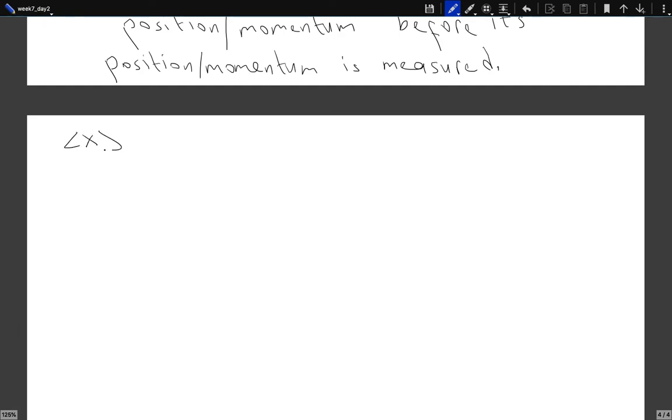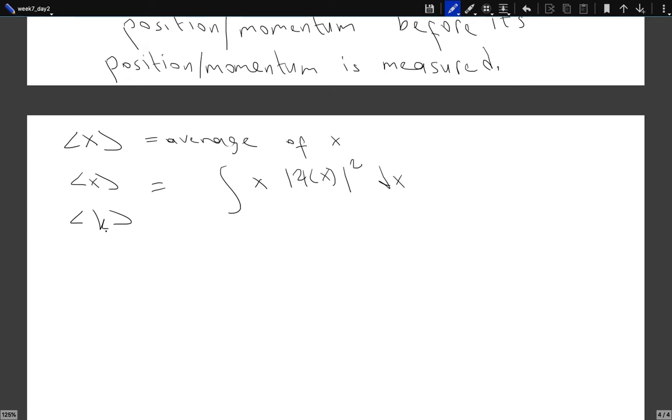Now the average of x. Well, the average of any quantity, you just multiply it with the probability and sum them up. This is the average of x. The average of p, or let me still use the k, the average of k will again be just k multiplied with its probability. This time it is phi of k, and then sum them up.